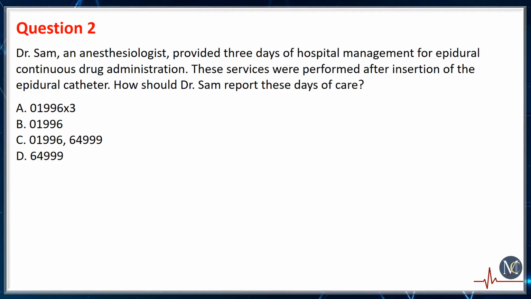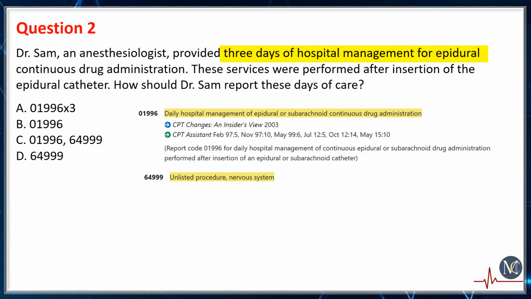Option C with service code 01996 along with service code 64999. Option D with service code 64999. We will eliminate the options on the basis of the correct service code. The first service code is 01996, which is for the daily hospital management of epidural or subarachnoid continuous drug administration. The second service code is 64999, which is for the unlisted procedure nervous system.